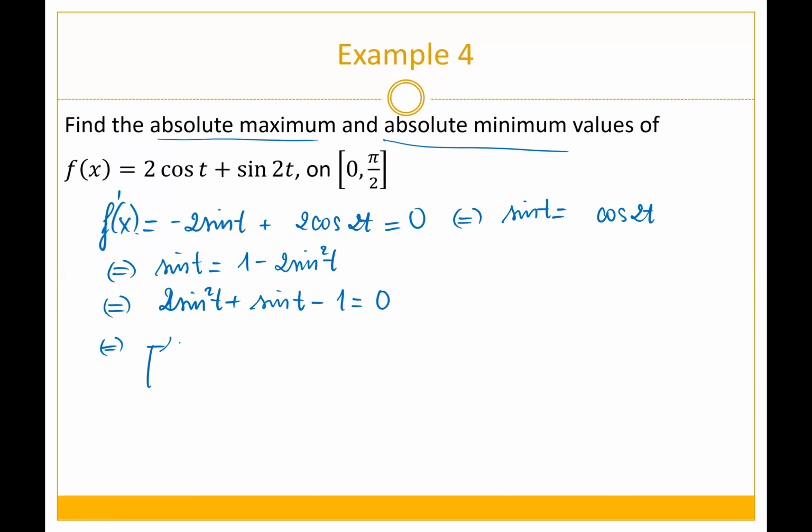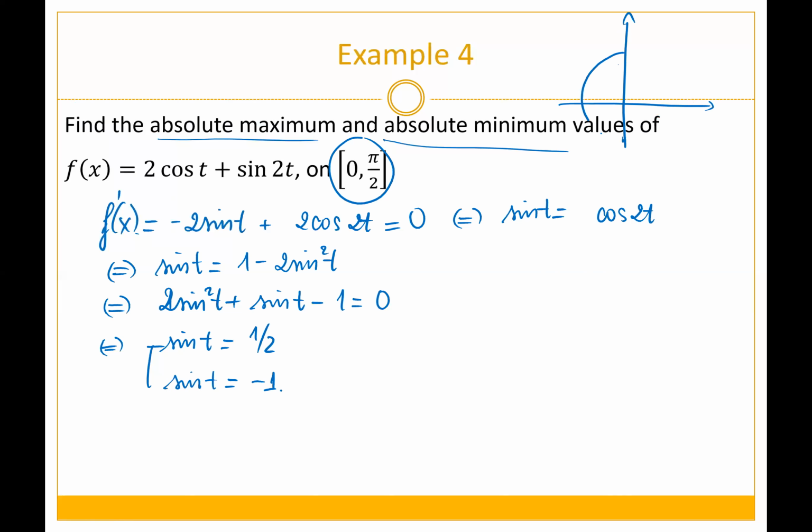Therefore, you have two parts: sine t equals one half, or sine t equals negative 1. Now you have the two solutions, but look at the interval. Instead of a domain, they give you an interval, and you have to make sure that your critical value is in that part.